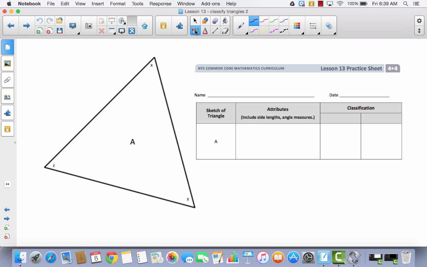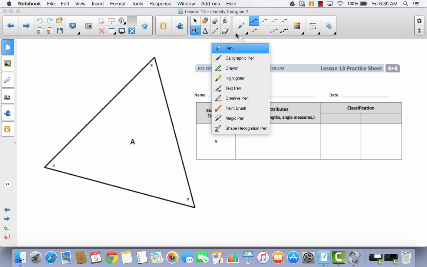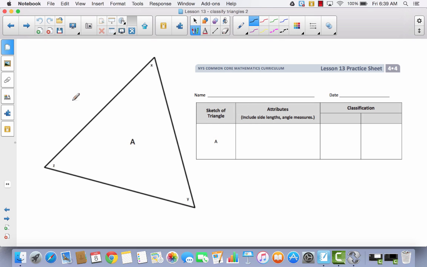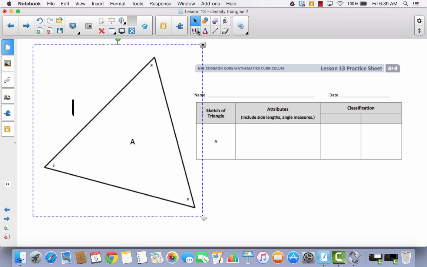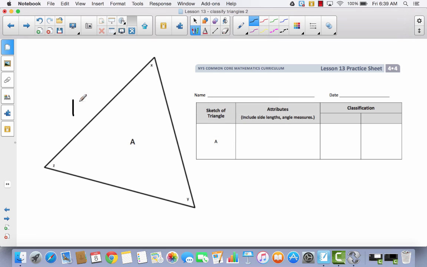Okay, so as you measured from Z to X, if you used centimeters like I did, you should have found that this side was 13 centimeters. Go ahead and measure all the other sides of your triangle and come back. All right, after you've measured them, you should have found that this one was 13, and you also should have found that this one was 13.